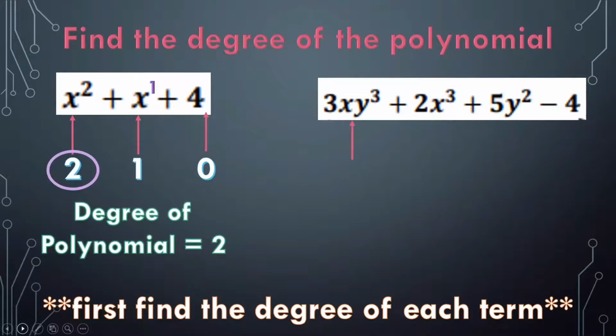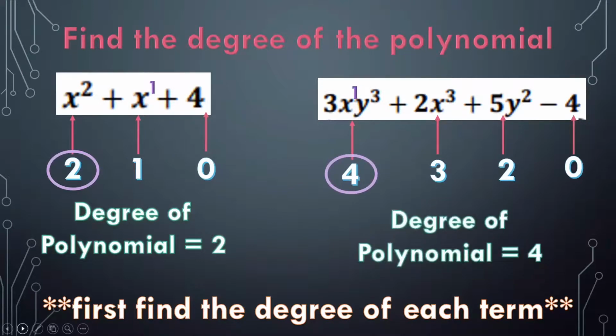We look at this term. There are now 2 variables. My x, don't forget, it has a 1 on it. So we have to add 1 and 3. So the degree of that term is really 4. If I look at my next one, its degree is 3. Then I have a degree of 2. And again, I have a degree of 0. So the largest degree here is 4. So the degree of this polynomial is 4.